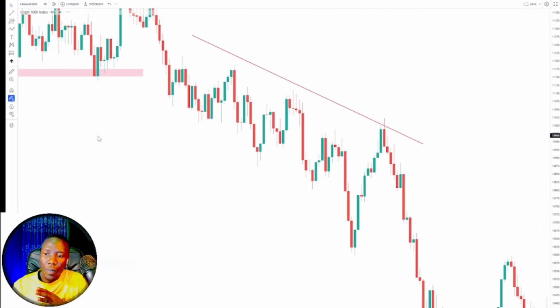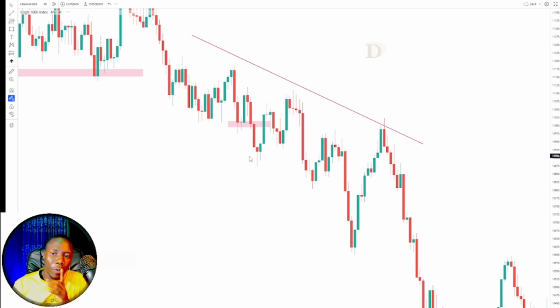So the first break of structure in this trend is this zone. This strategy is not rocket science. Just pay very good attention. This is the first break of structure. If you look very well, that's the first break of structure that brought my attention.